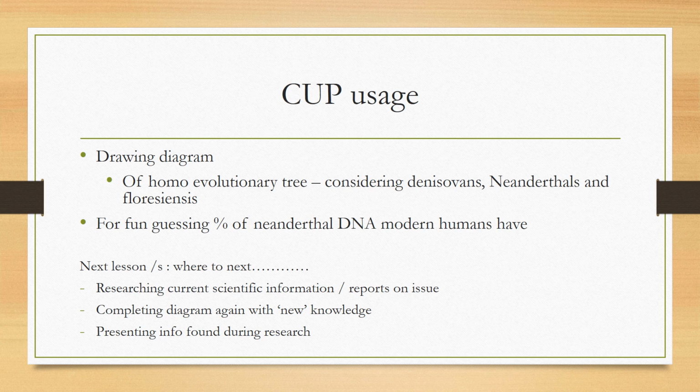From there, I suppose the next few lessons would be getting students to research current scientific information reports on this issue, and probably getting them to draw another Homo evolutionary tree once they've done some research. And then there'd be maybe a bit of a class presentation with what they've found, probably within their triplets.